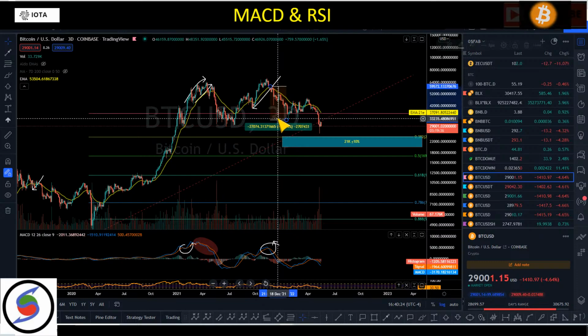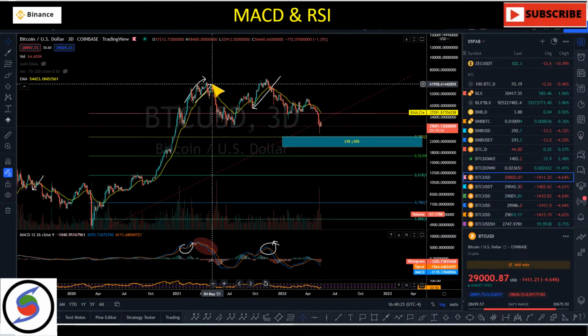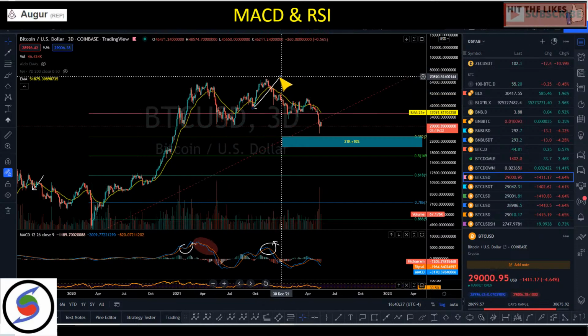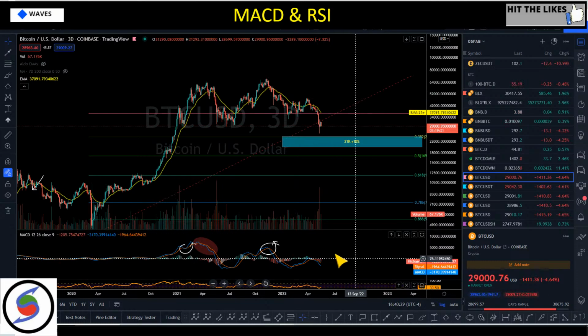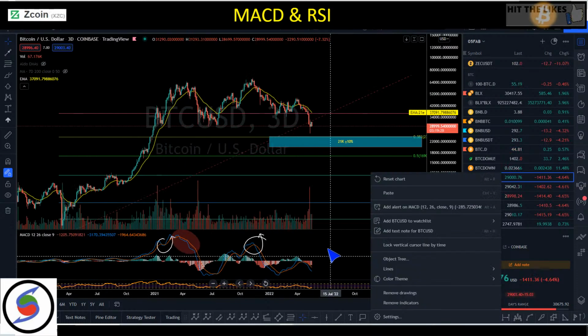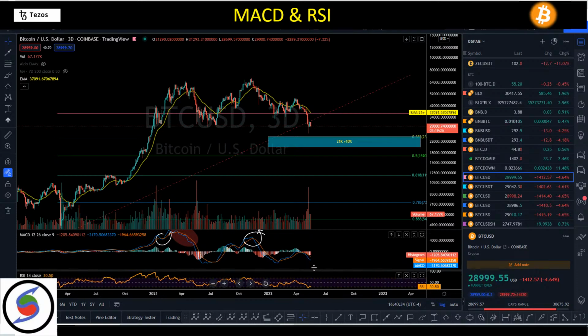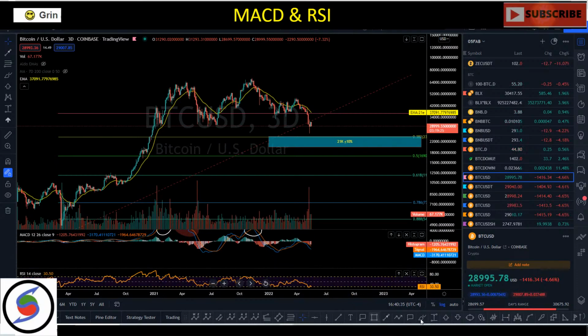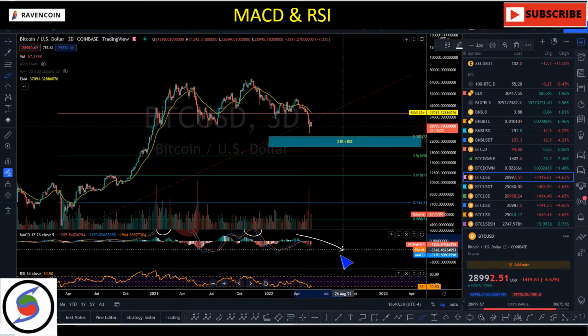So now, speaking of the 3D basis, let's take a look at it in terms of a reversal. In terms of reversal, as long as our MACD on the 3D basis is pointing down, we won't get any strong uptrend.